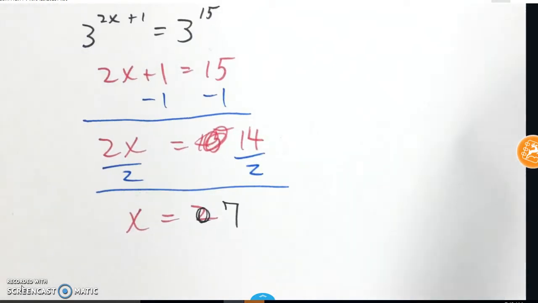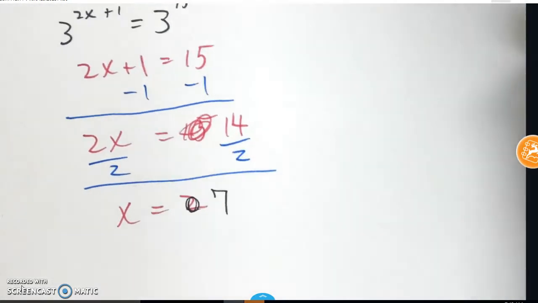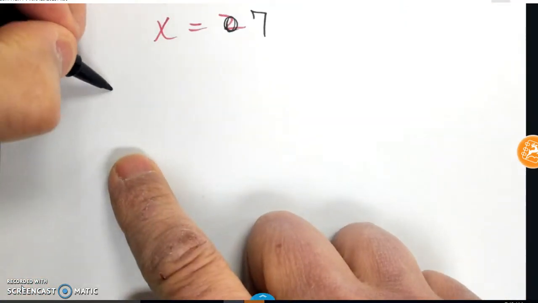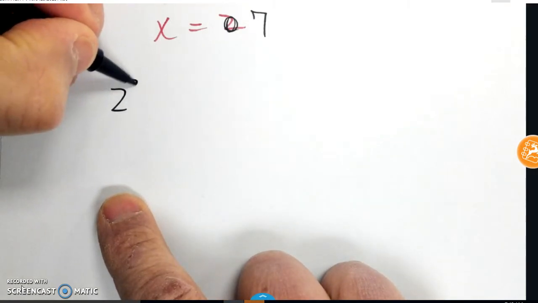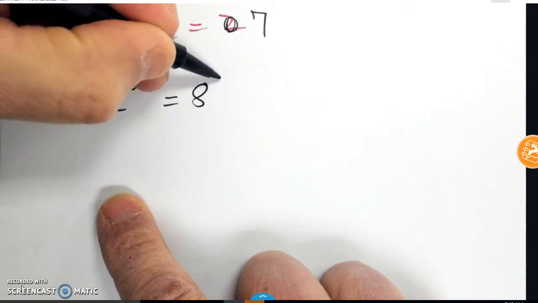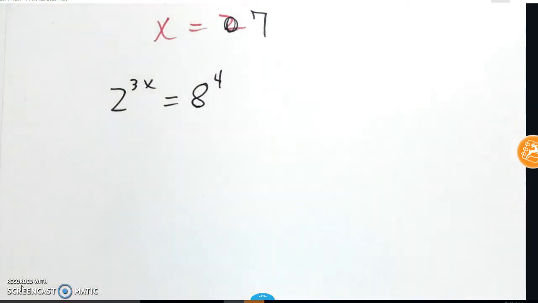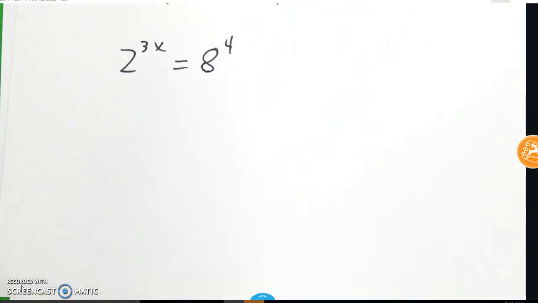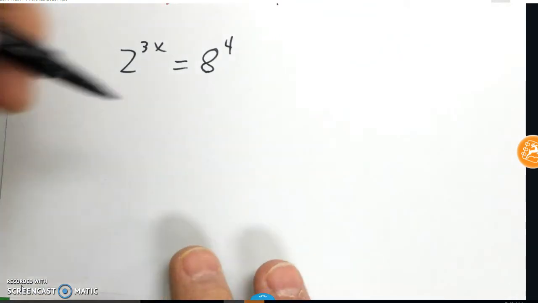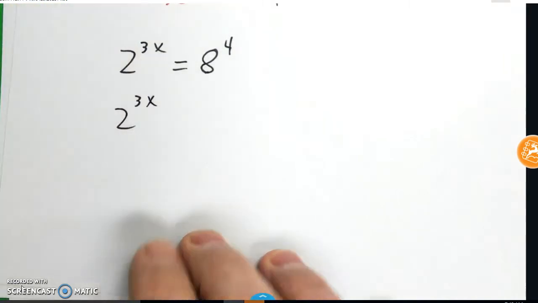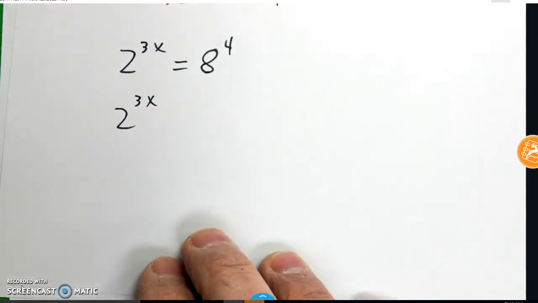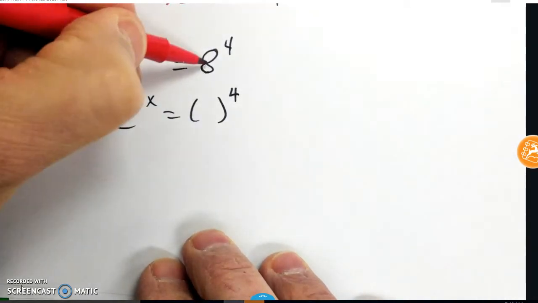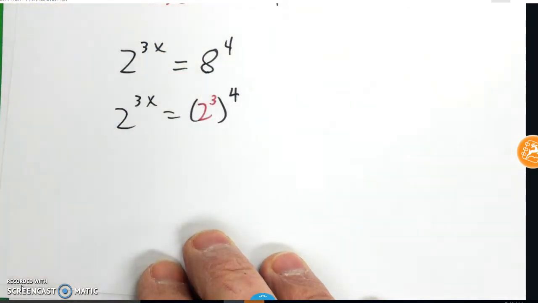Now, let's try one that's just a little bit more difficult along the same lines. Let's say we had 2 to the 3x equals 8 to the 4th power. You're like, hey Whitley, those aren't the same base. They're not the same base, but they could be. We see 2 to the 3x. Well, 8 is 2 to the 3rd power. I'm just going to replace that 8 with a 2 to the 3rd power.